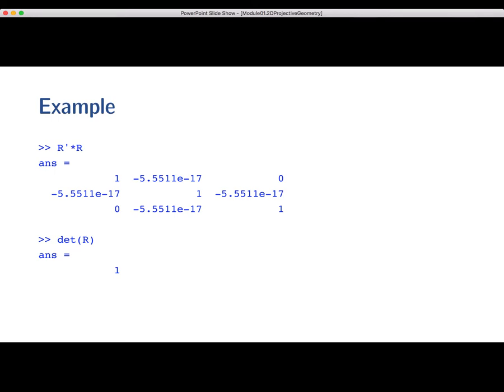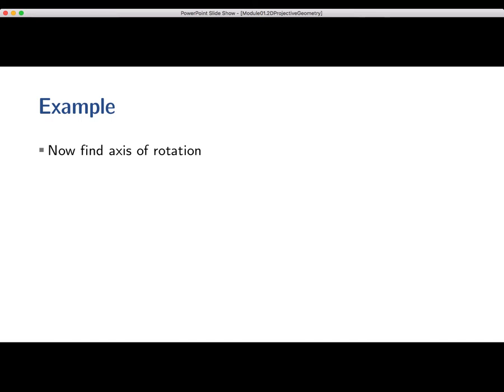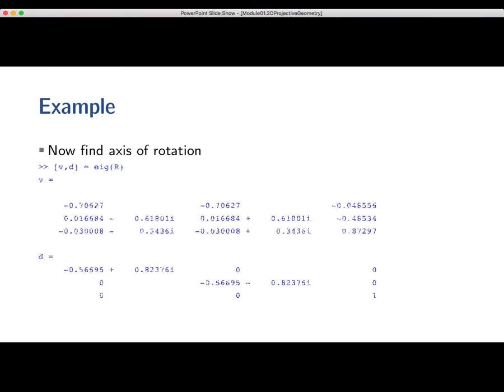I can do it the other way around, R transpose R rather than R R transpose, and that should also be identity, and again I get something pretty close to identity. So that tells me that yes, it is at least an orthonormal matrix, and then I can take the determinant of R and I get +1. That means there is no reflection involved, it's a pure rotation. I'm just giving this example so things are a bit concrete in your mind rather than arbitrary. Now I want to find its axis of rotation, because I don't know where the axis of rotation is. How do I do that? I say V comma D is equal to eigen of R.